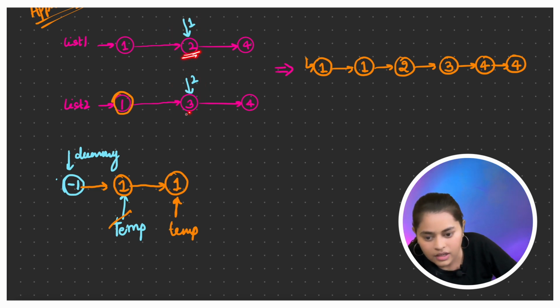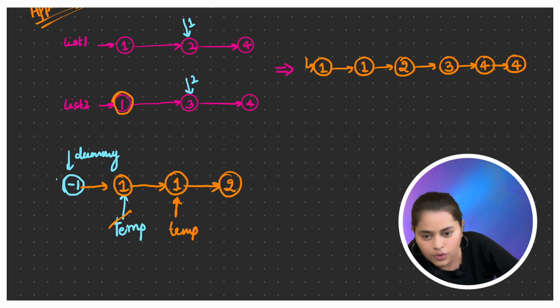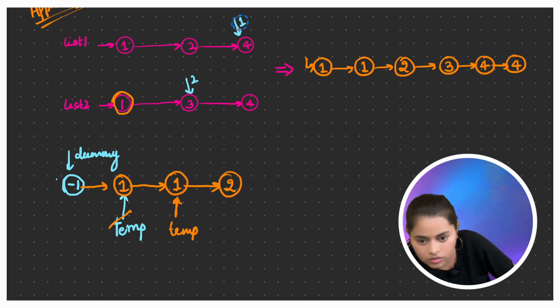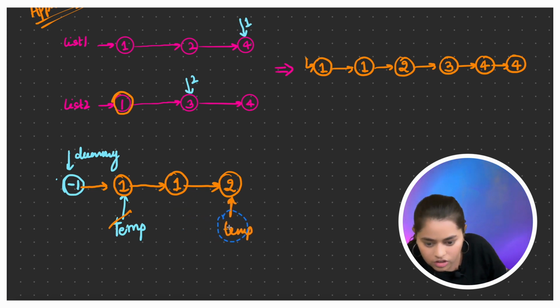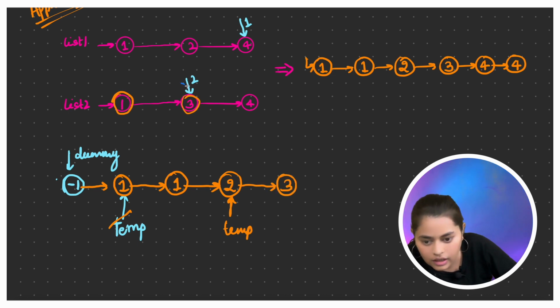Now currently pointer 1 and pointer 2 are at 2 and 3. Again we'll compare whether 2 is smaller than 3. The condition is true. That means we'll take this 2 and append it to temporary dot next, and move both the pointers, that is pointer 1 to this position and temporary to this position, right? Again we'll compare 4 with 3. Since 3 is smaller, we'll take this 3 into temporary dot next, and then increment both pointers, right?